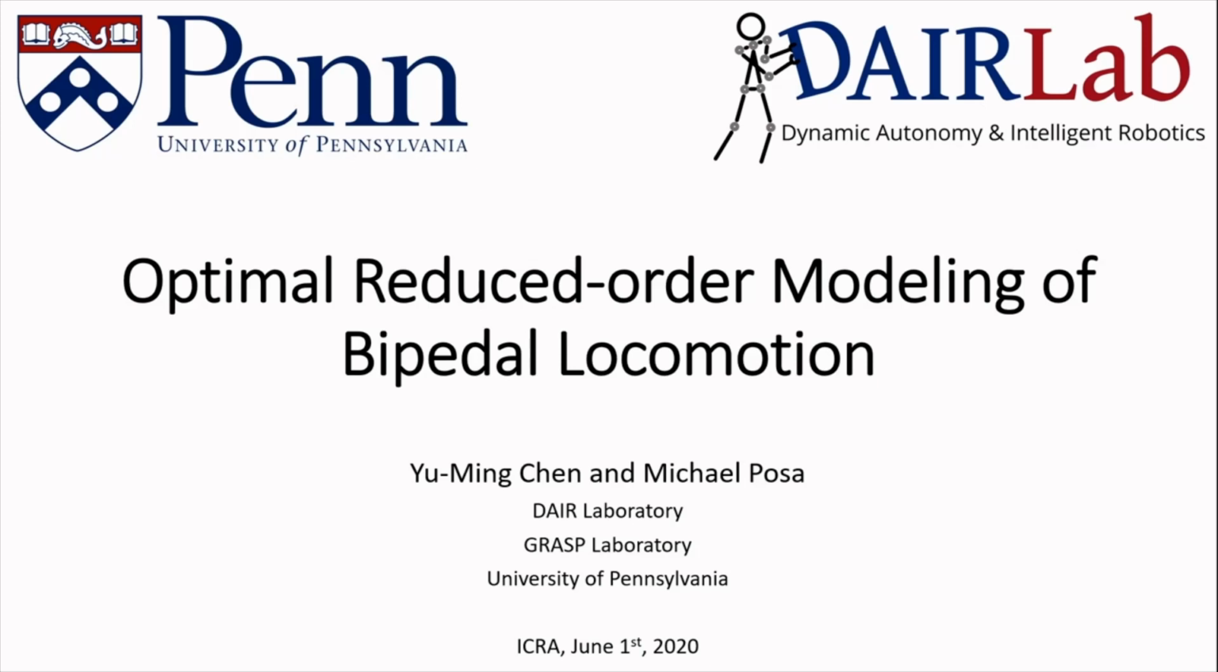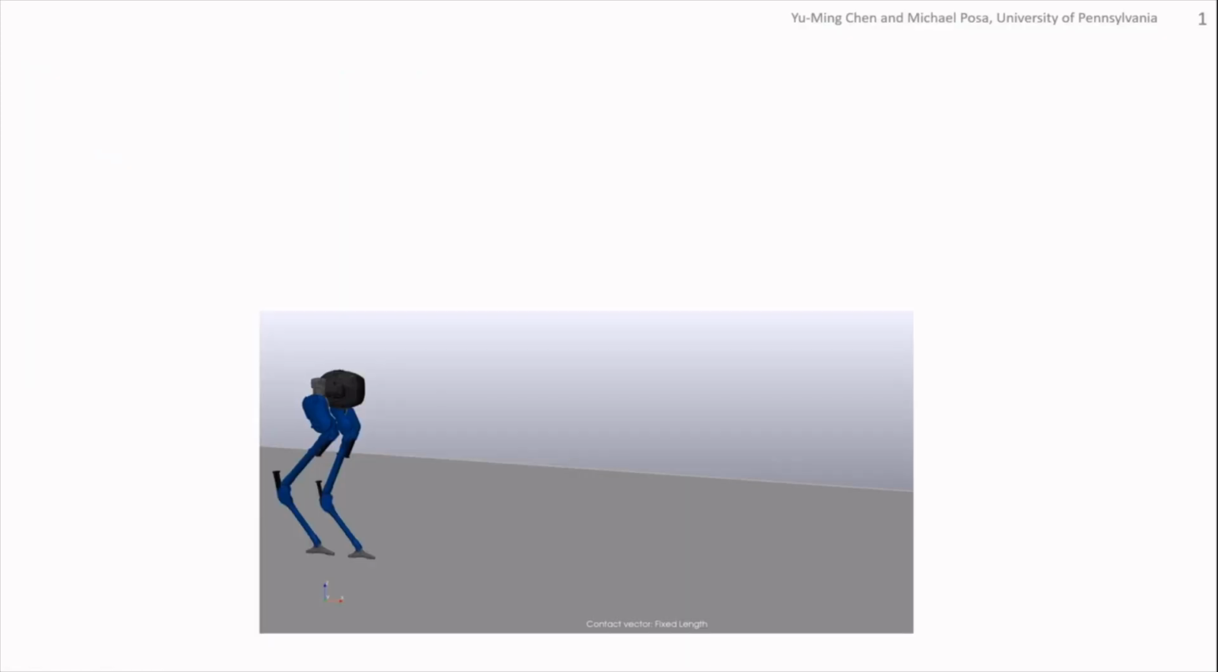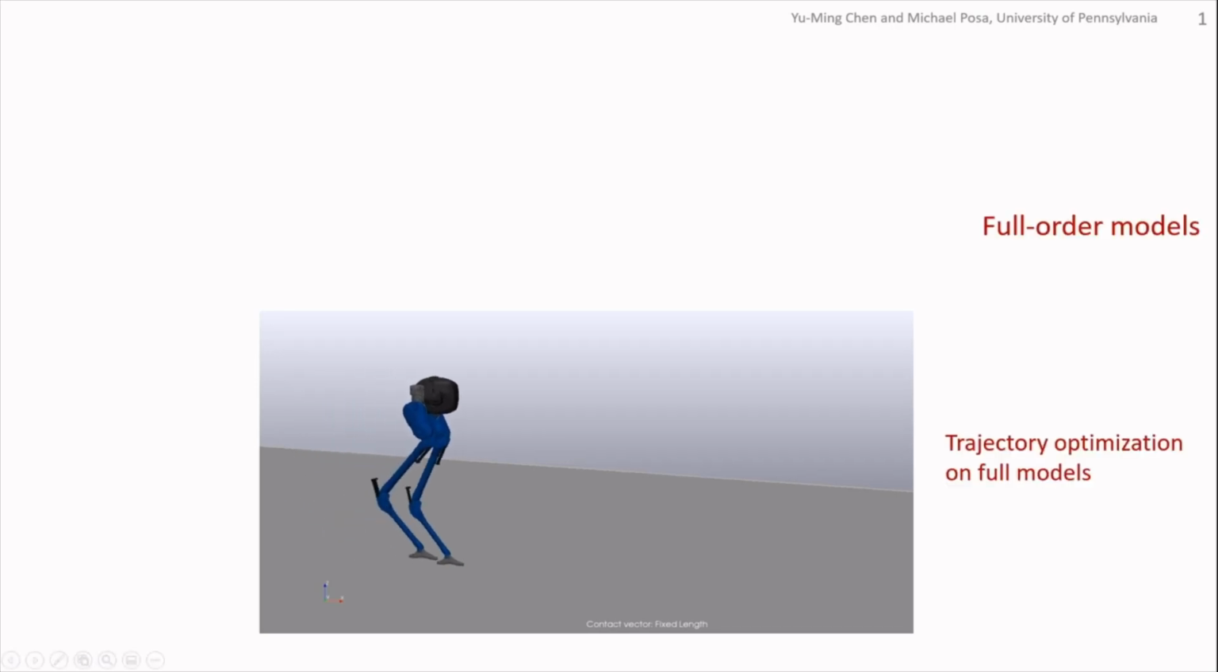I'm going to talk about optimal reducer modeling in the context of bipedal locomotion. This is a robot named Cassie in the simulation. Let's ask the robot to do one simple task, walking downhill at a constant speed. Currently, there are many existing methods that could achieve this. One way is to use an optimal control approach called trajectory optimization.